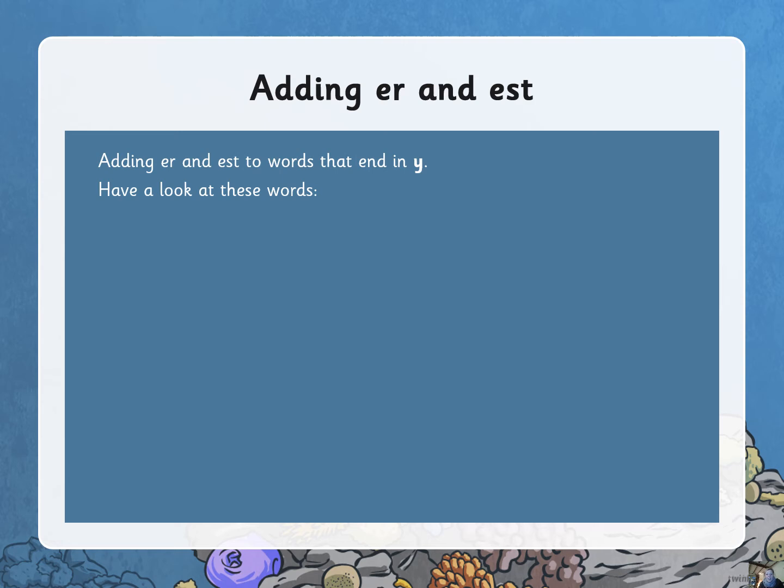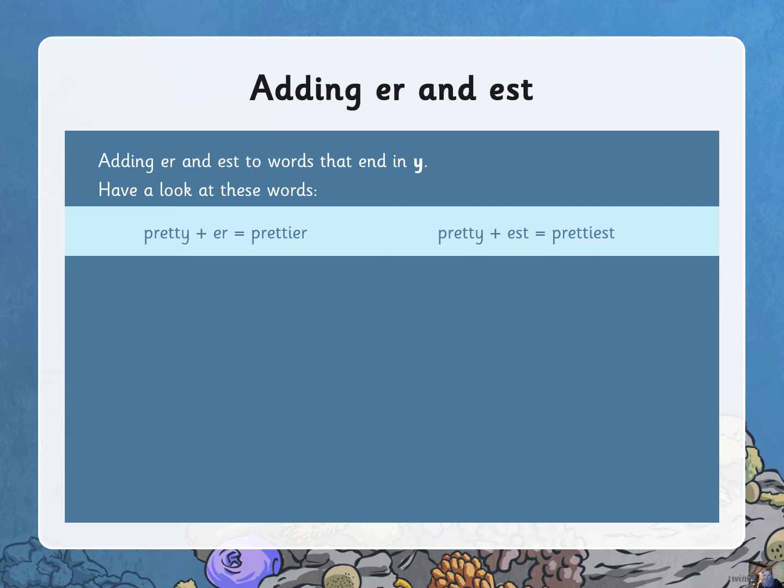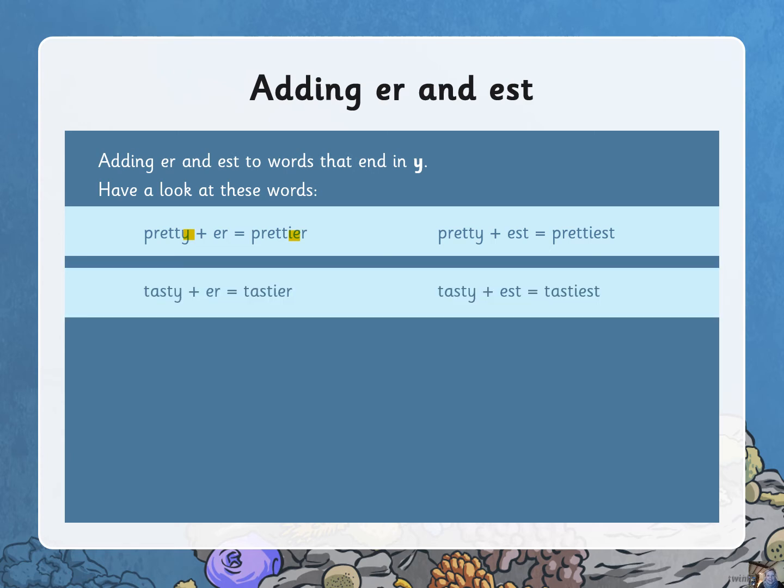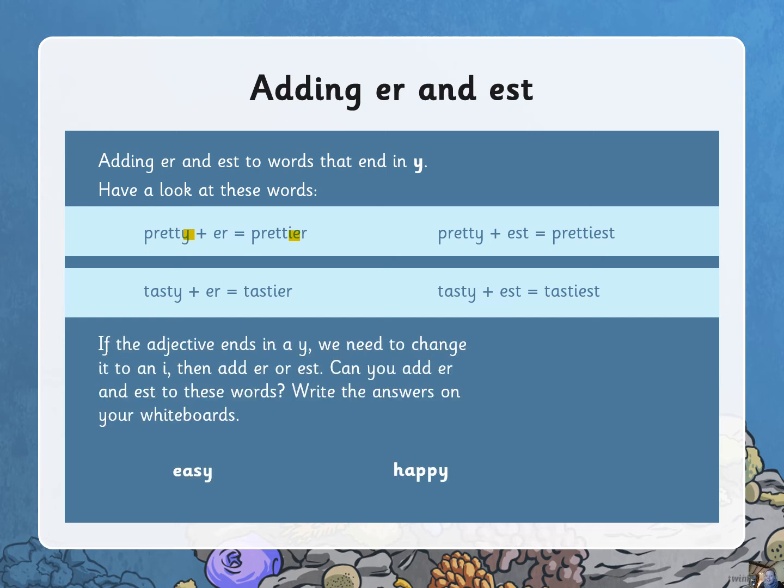Let's have another think about adding er and est, but this time we're going to add er and est to words that end in y. Have a look at these words. I think some of you already know what's going to happen. Pretty becomes prettier, and pretty becomes prettiest. Have you noticed already what's happening? I'm going to give you a little bit of a clue here. Can you see? Tasty becomes tastier and tastiest. Surely you've got it already.